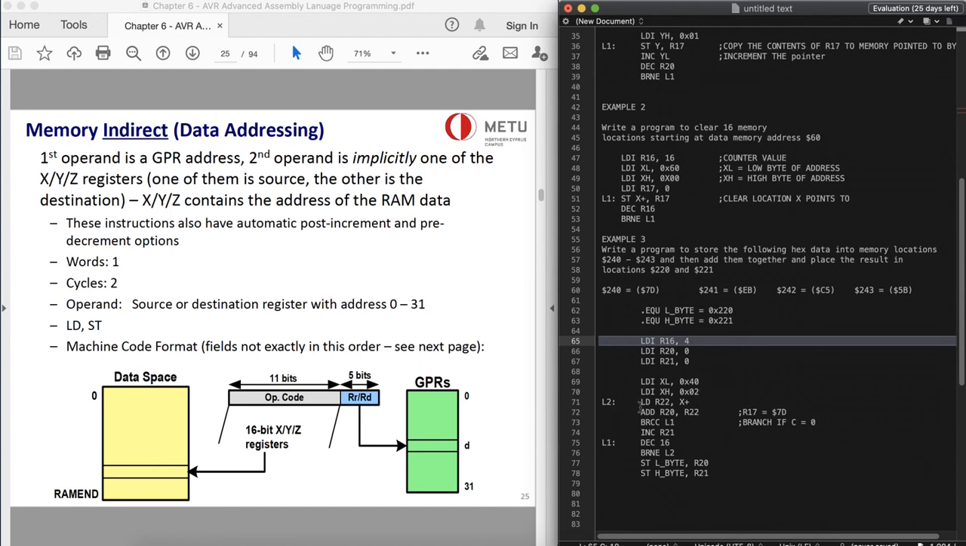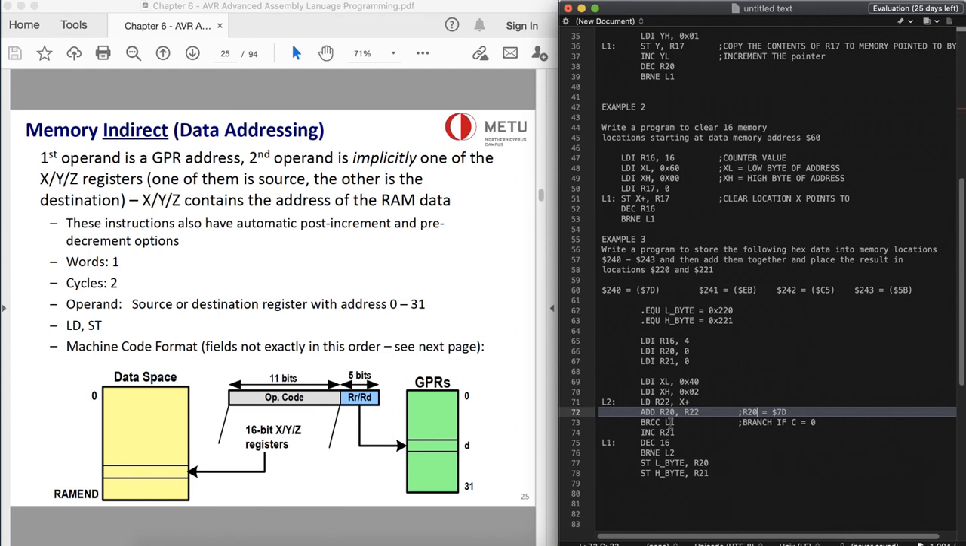Then what we do, we start to load the content of this one into R22. So R22 started with 70 in this case, and then that 70 is added into R20. Okay, so let's say R20 is 70. Now we check if there's a carry flag. If there's no carry flag, we just decrement the counter and we go back and start again.